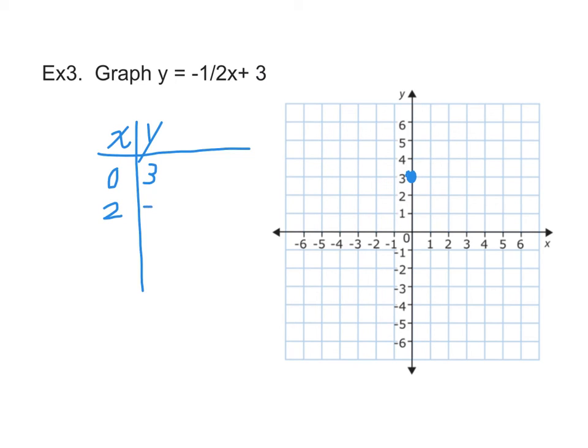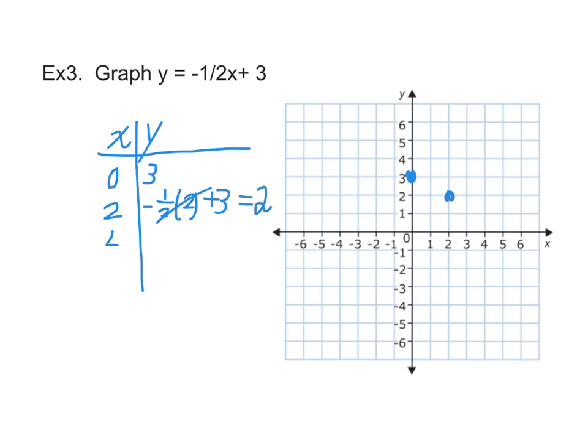I'll do the arithmetic here for you. Negative 1/2 times 2 plus 3. You notice the 2's cancel. And what I get is negative 1 plus 3, or 2. So just by choosing a particular value, you can make the arithmetic easier for yourself.